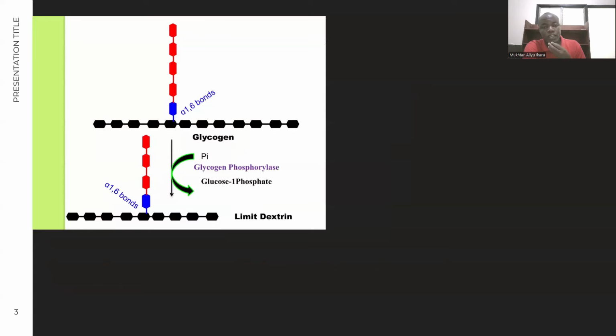Let's clearly look at how this glycogen is broken down. So now, for example, this is a glycogen, and this is the alpha 1,4 glycosidic bond, and this is the alpha 1,6 glycosidic bond at the branching point. So the enzyme glycogen phosphorylase adds free inorganic phosphate.